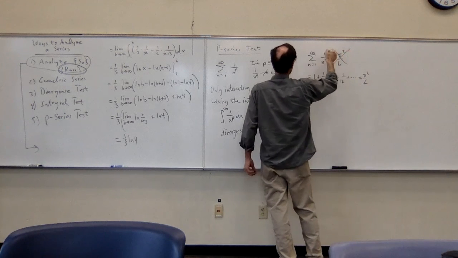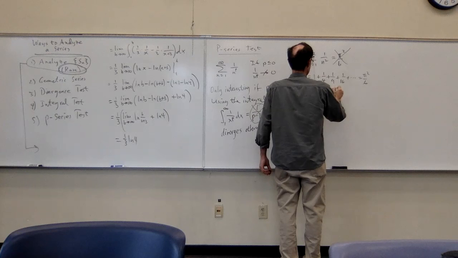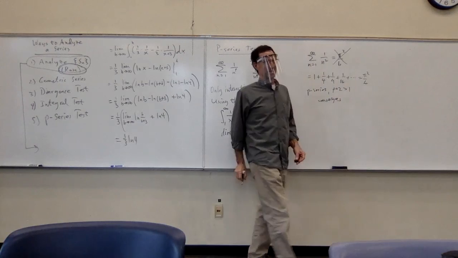What we can say is this is a P series, P equals 2, bigger than 1. The P series are pretty easy in the end.